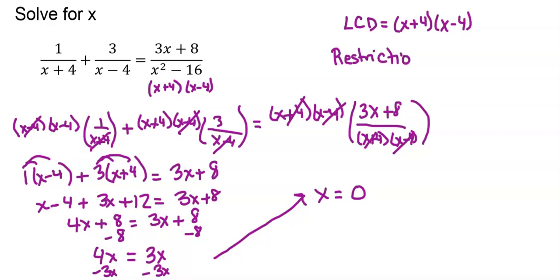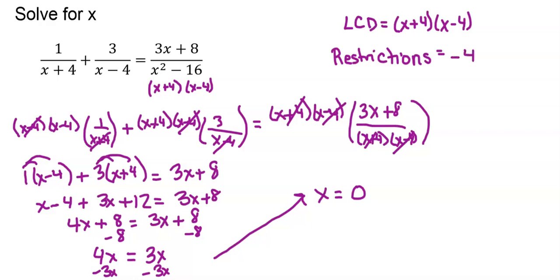There's two places to look at for restrictions. You've got your choice. One is you can look back at the original fractions in the original problem and think, well, what makes each of these denominators 0? Or if you've got your least common denominator written down, you can look at that as well. So what makes x plus 4 0? That would be negative 4.